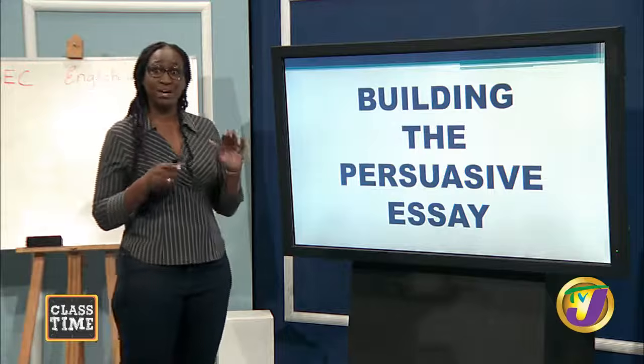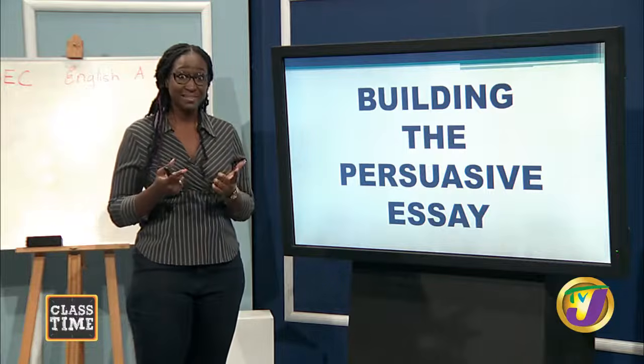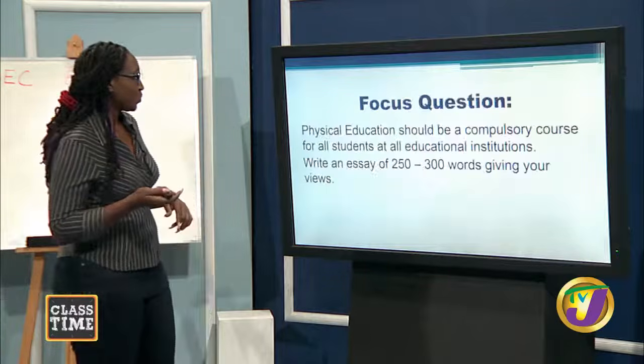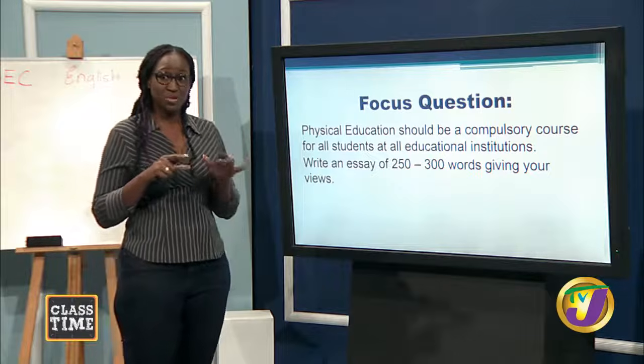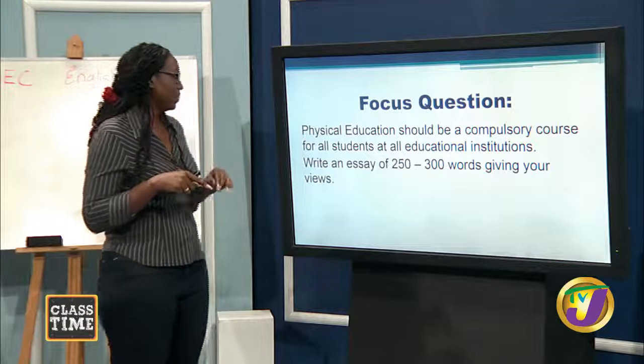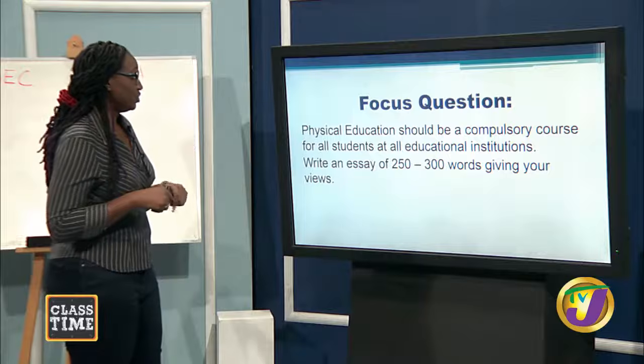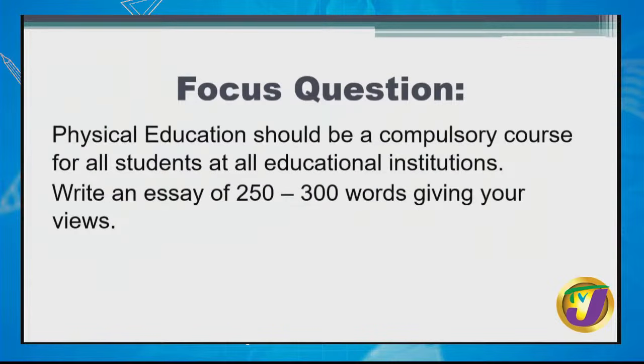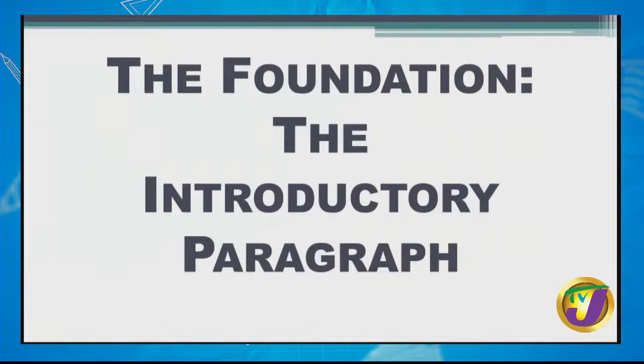Now that we have the blueprint, we're ready to start building. And this is a focus question we'll be using to guide us as we build. So, physical education should be a compulsory course for all students at all secondary institutions. Write an essay of 250 to 300 words, giving your views. So keep that in mind as we go through this building process. So we have the blueprint. Now we are going to start with the foundation, which is your introductory paragraph.